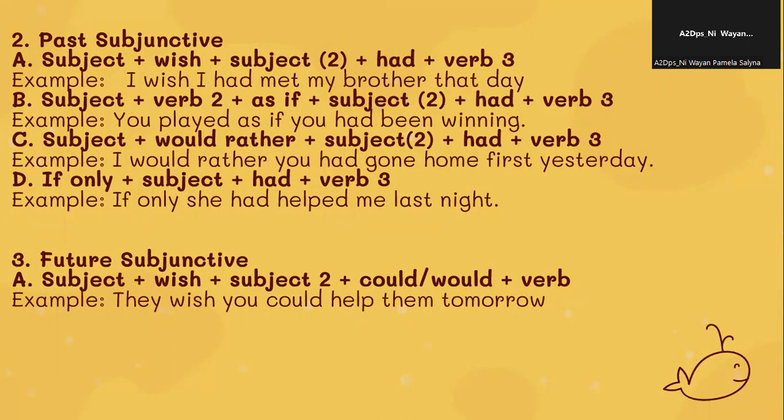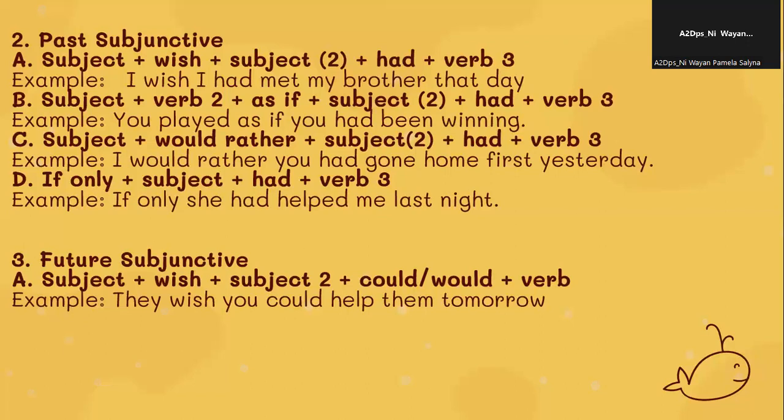Number B is subject plus verb plus as if plus second subject plus had plus verb 3. For the example is you play as if you had been winning. Number 3 is subject plus would rather plus subject plus had plus verb 3. For the example is I would rather you had gone home first yesterday. And last is if only plus subject plus had plus verb 3. For the example is if only she had helped me last night.